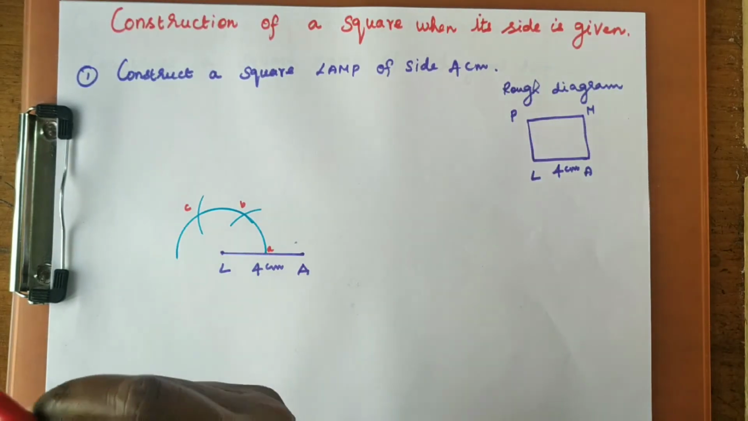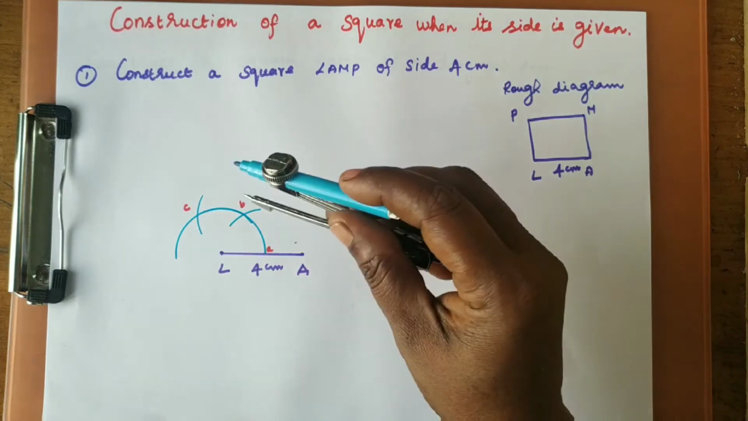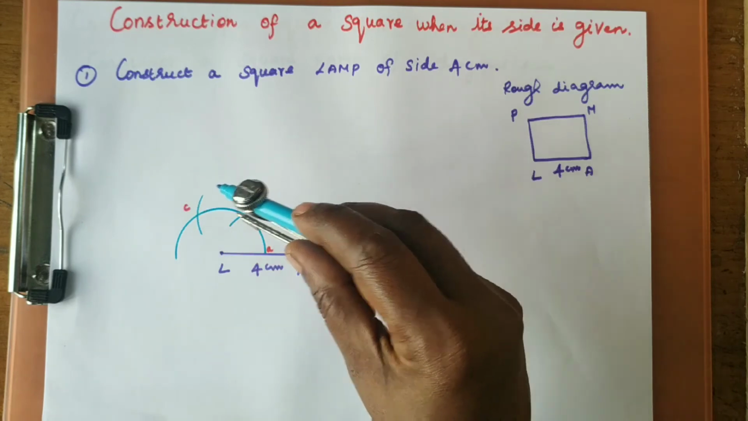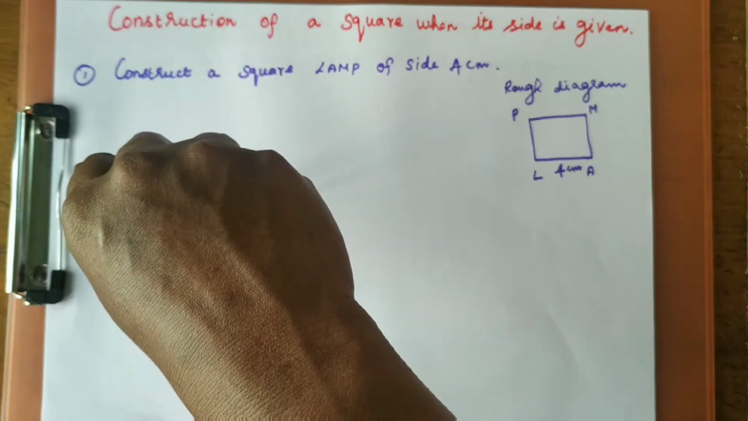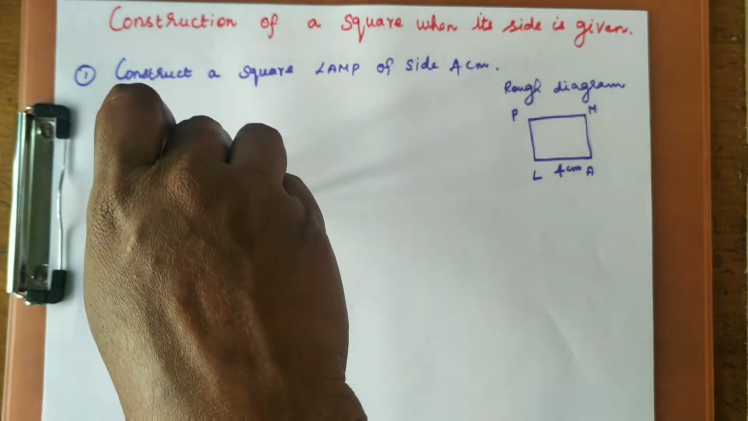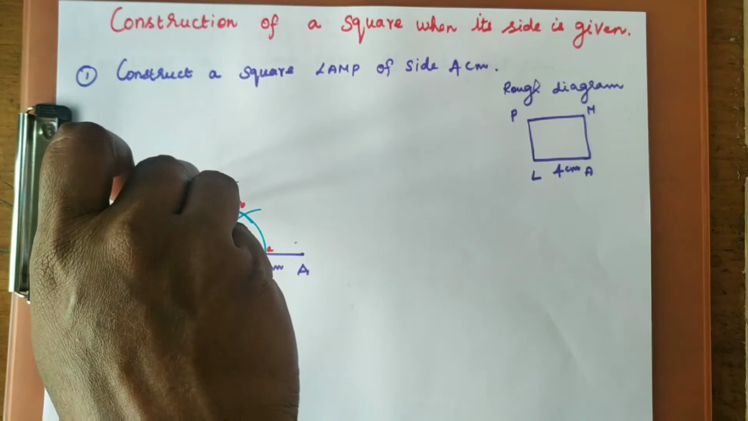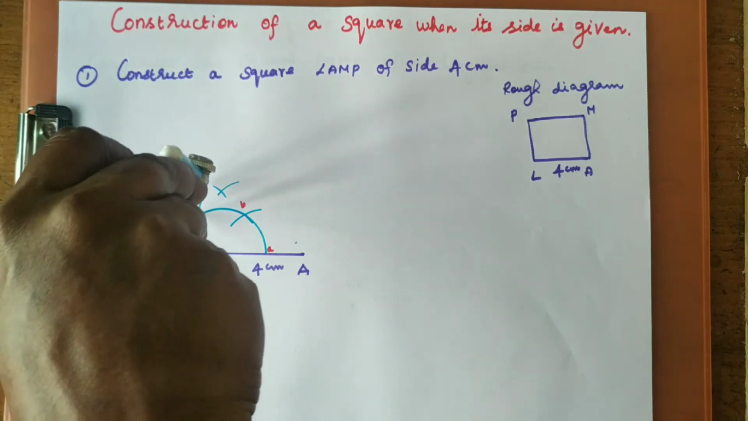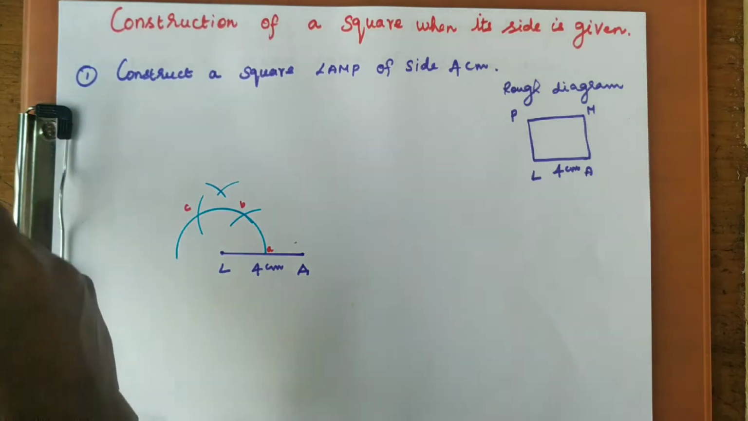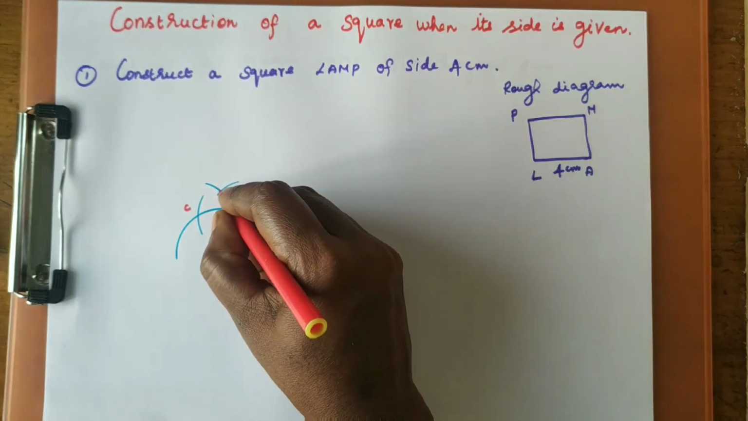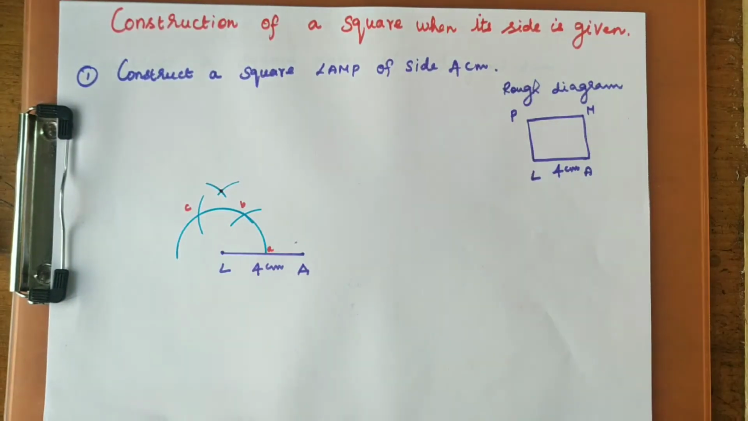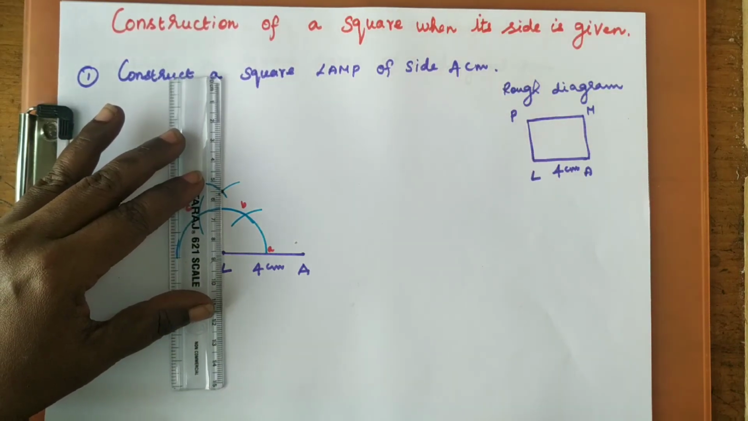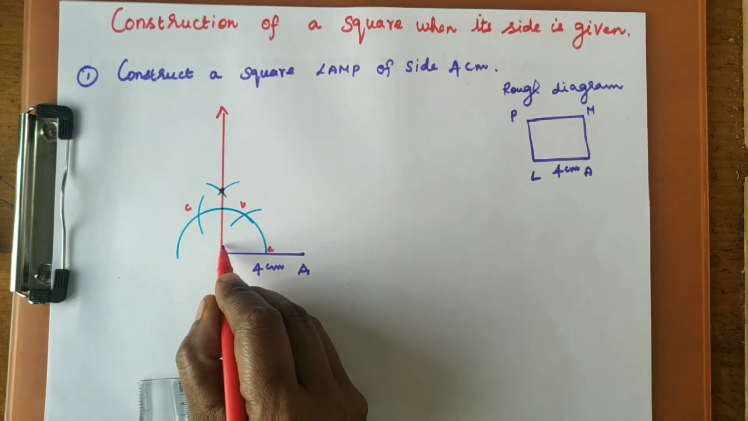Now again we have to draw an angle bisector for the points B and C. Take any radius and mark one arc from B and one more arc from C. The two arcs will meet at a point. Now you got this point. Now we have to join that point to the point L on the line segment. Join like this, that is 90 degree.